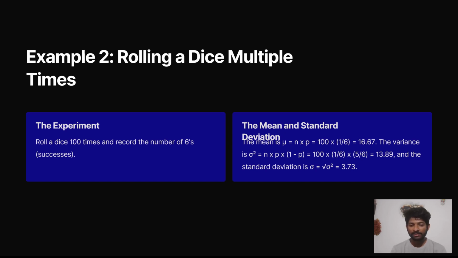The variance sigma square is equal to n into p into (1 minus p). So the value we get for the variance is 13.89. Then the square root of the variance gives the value of the standard deviation. So the standard deviation is 3.74.